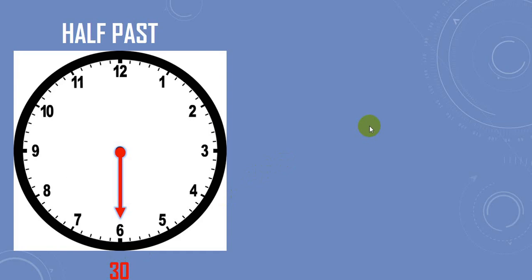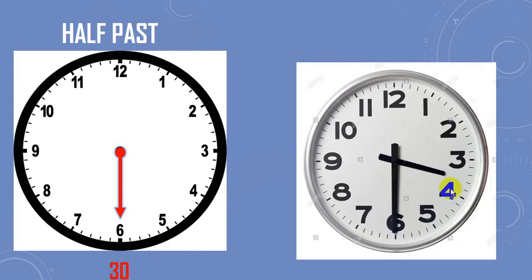Now how can we tell half past something? We don't know what the hour is. As you can see, now here is the hour hand. The hour hand is between 3 and 4 and our minute hand is at 6. So the time here is half past 3, or 3:30. Now let's explore it more.